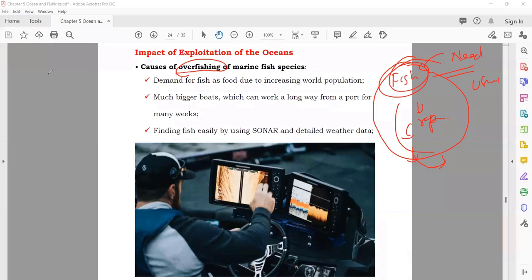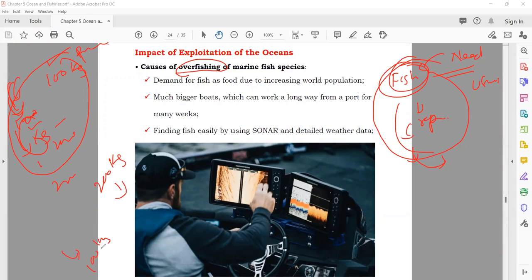Let's say every day people take 100 kg of fish from a river, and every day 100 kg is added by the fish. Meaning 100 kg people take out, and 100 kg of new fish is produced by the other fish, the new generation. So that is okay. They are balanced. Whatever people take out, the same amount or more is coming into the ocean. But if it is opposite, meaning people take 200 kg every day but the replacement is only 100 kg, that is known as overfishing.